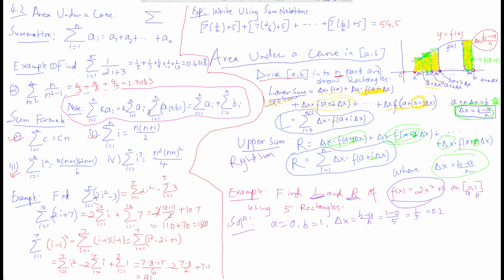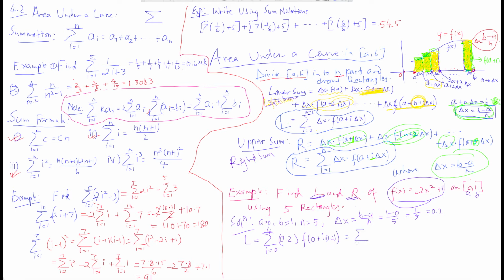Okay, so what you have to do here is find this left sum. Let's find the left sum here. L equals summation, i runs from 0 to n minus 1. What is n? Let me write that n. So i from 0 to n minus 1, that will be 5 minus 1, which is 4. You see that? And delta x is 0.2, and then f of 0 plus i times 0.2, right? And then close that. So how does that look?